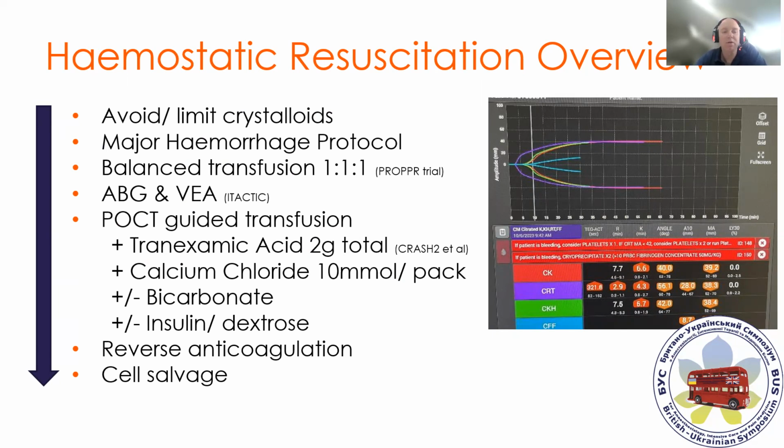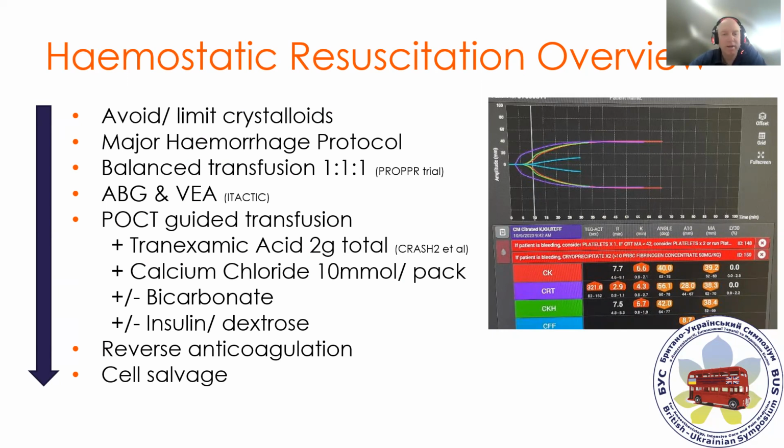And we will then use point of care guided transfusion, broadly keeping to the 1:1:1 ratios, but perhaps targeting elements of fibrinogen or platelets where necessary. We'll give 2 grams of tranexamic acid. It might be that the 2nd gram is not given as an infusion, rather given as a bolus.